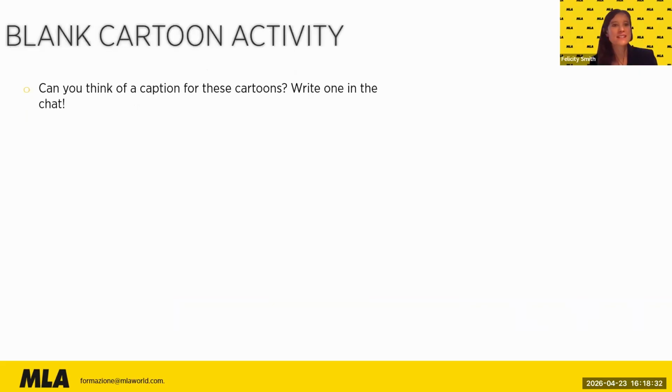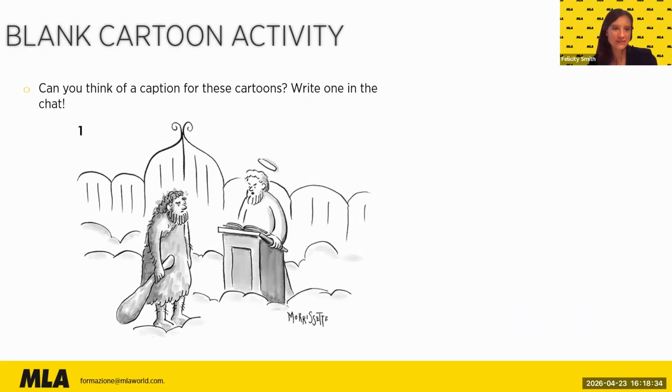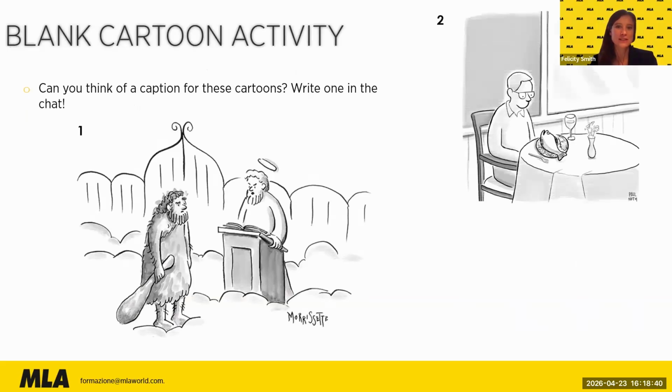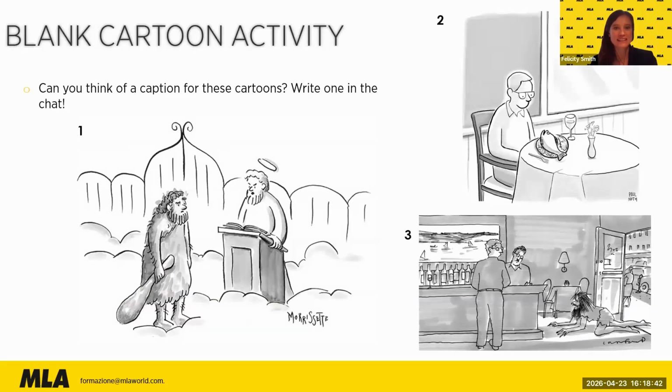So another activity you can do is the blank cartoon activity. Have a look at this cartoon and see if you can think of a caption to go alongside it. So we've got three of them here. If you've got any ideas of what the captions might be, you can write those in the chat. We will be looking at your ideas at the end and our own ideas at the end. So keep them coming in the chat if you've got any ideas for these ones. These are just three that I found.